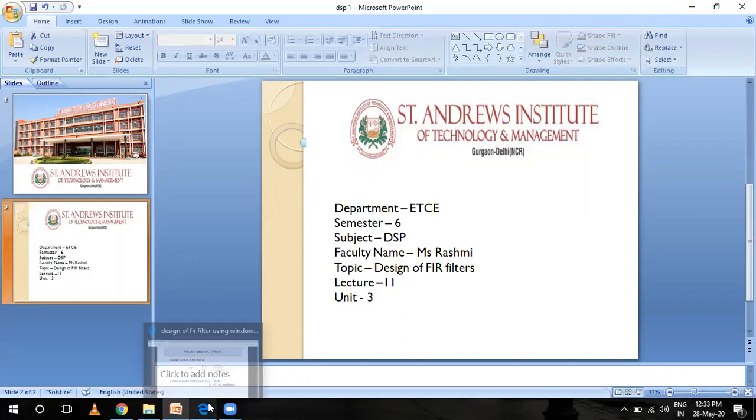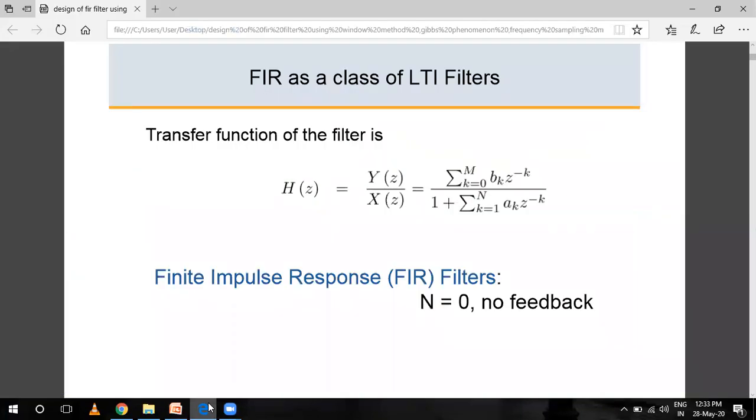Some more topics in this unit are characteristics of practical frequency selective filters, design specification, peak passband ripple, and minimum stopband attenuation. These are some topics which we are covering from this unit. So let us start with designing of filters using windows or the Kaiser window.